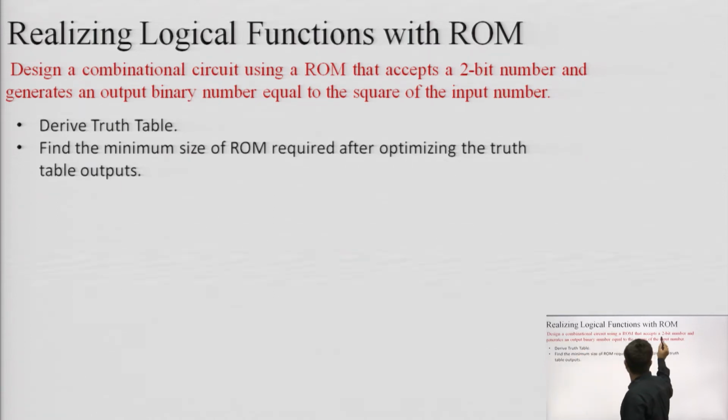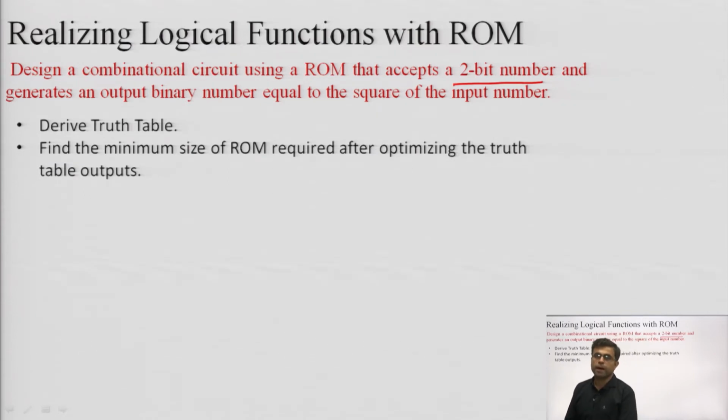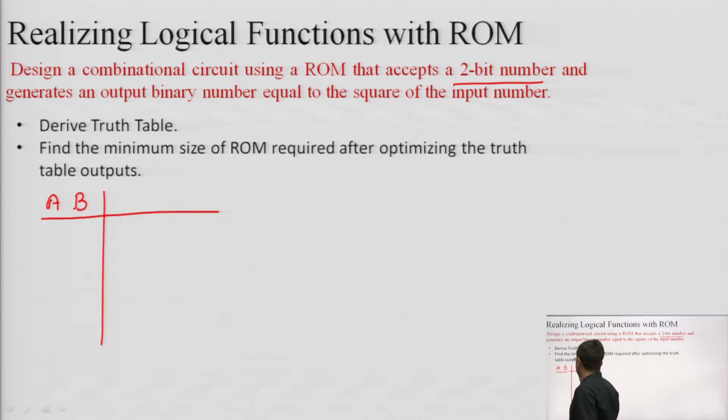For a 2-bit number, the decoder will be 2 cross 4, and the 4 outputs of that 2 cross 4 decoder have to be added depending on the truth table. So, we will be preparing the truth table for a 2-bit squarer. Let us say the 2 bits are A, B, and the square is generated.